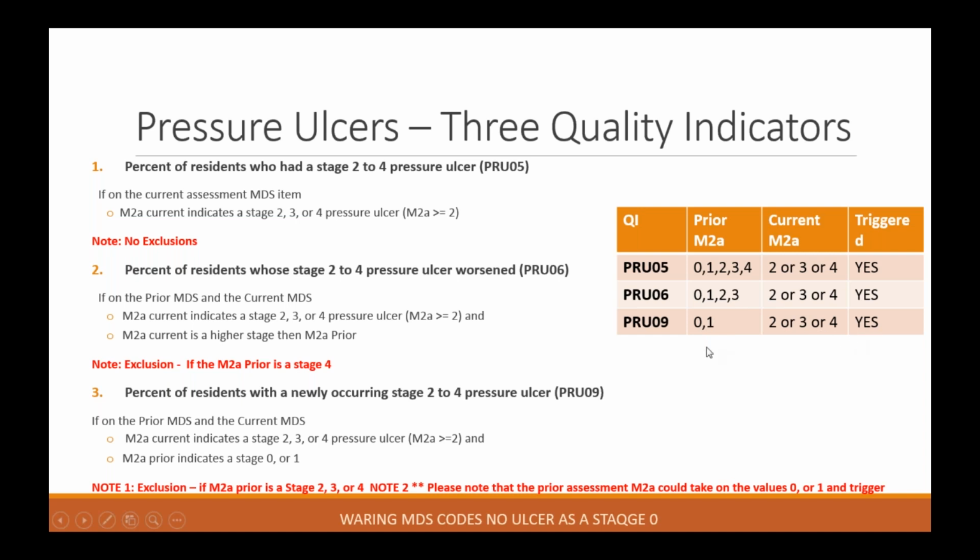Please notice that for some residents, all 3 of these measures could be triggered by the same ulcer. Okay, it was 0 before, and it's a 2 now. Well, obviously, that's having a 2 right now. It was 0 before, and it's a 2 or higher now. Obviously, that's worse. And if it was 0 before, and now it's a 2 or higher, then obviously that's what they're calling new. Okay? So we need to understand that it is possible for one resident who did not have an ulcer on the prior assessment to end up triggering all 3 of those indicators.